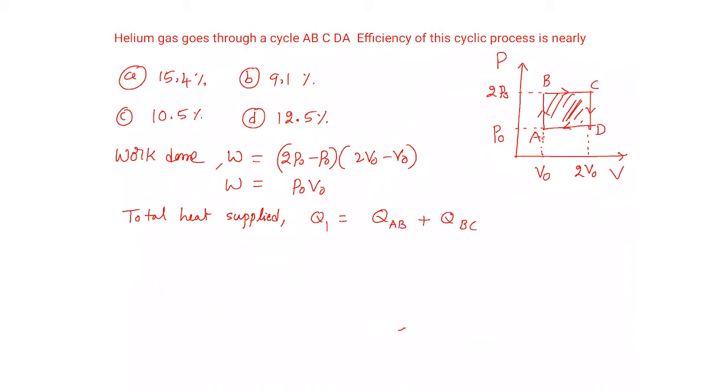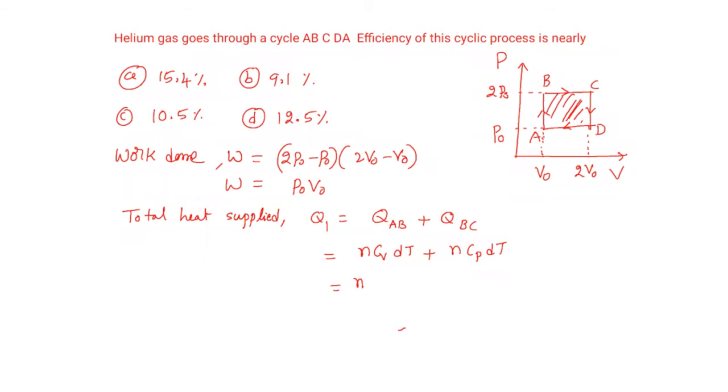What is heat supplied in the process A to B? It is an isochoric process, n Cv dT, plus here n Cp dT. Directly you can use this formula for heat supplied. No need to apply dQ equal to dU plus dW. For isochoric and isobaric processes, directly with the help of Cv and Cp you can find it.